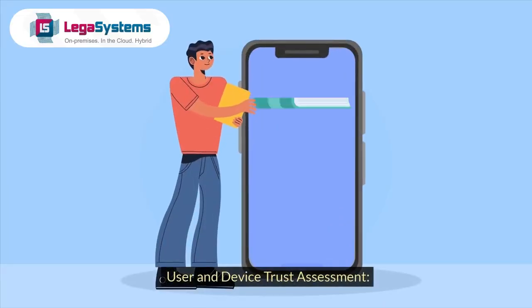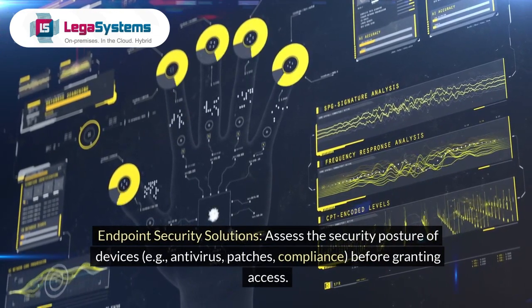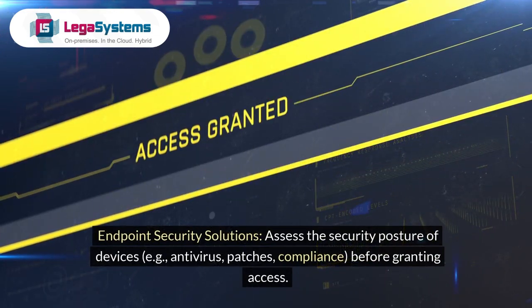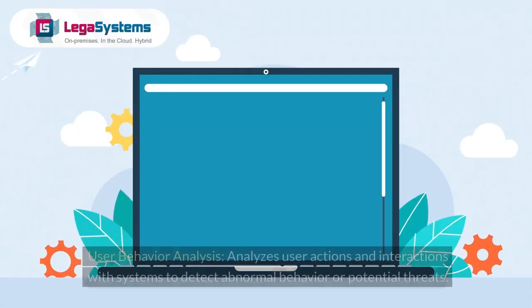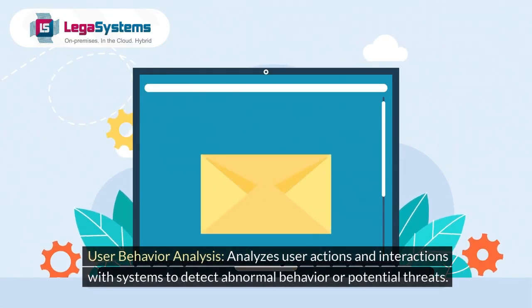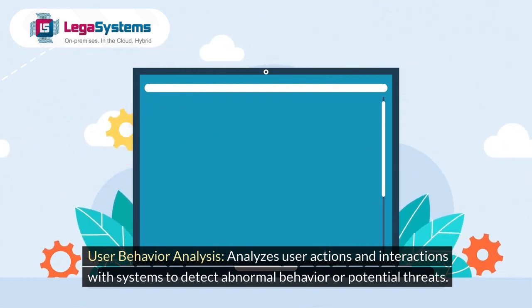User and device trust assessment. Endpoint security solutions assess the security posture of devices, e.g., antivirus, patches, compliance, before granting access. User behavior analysis analyzes user actions and interactions with systems to detect abnormal behavior or potential threats.